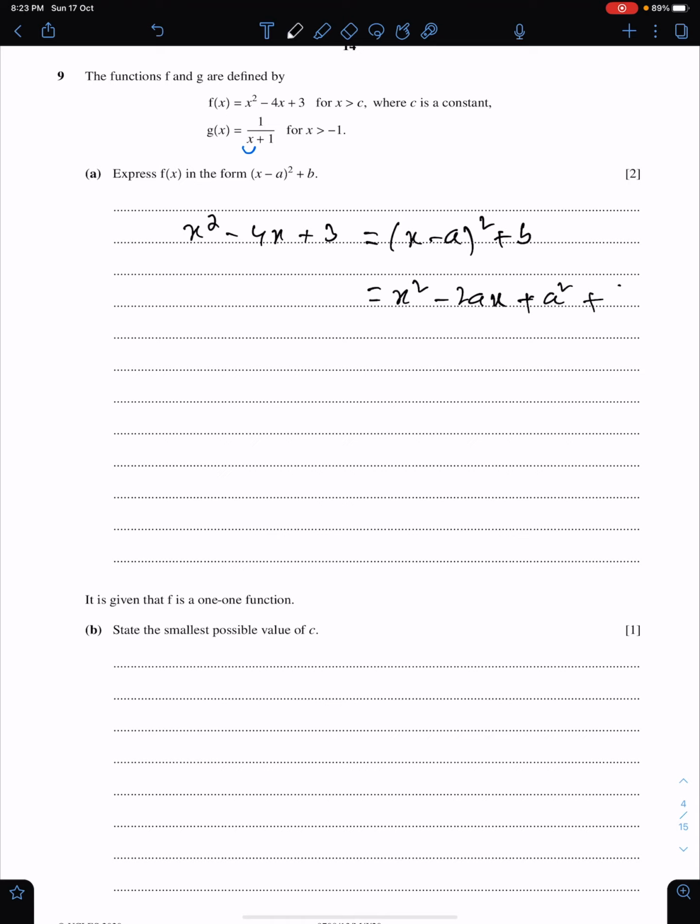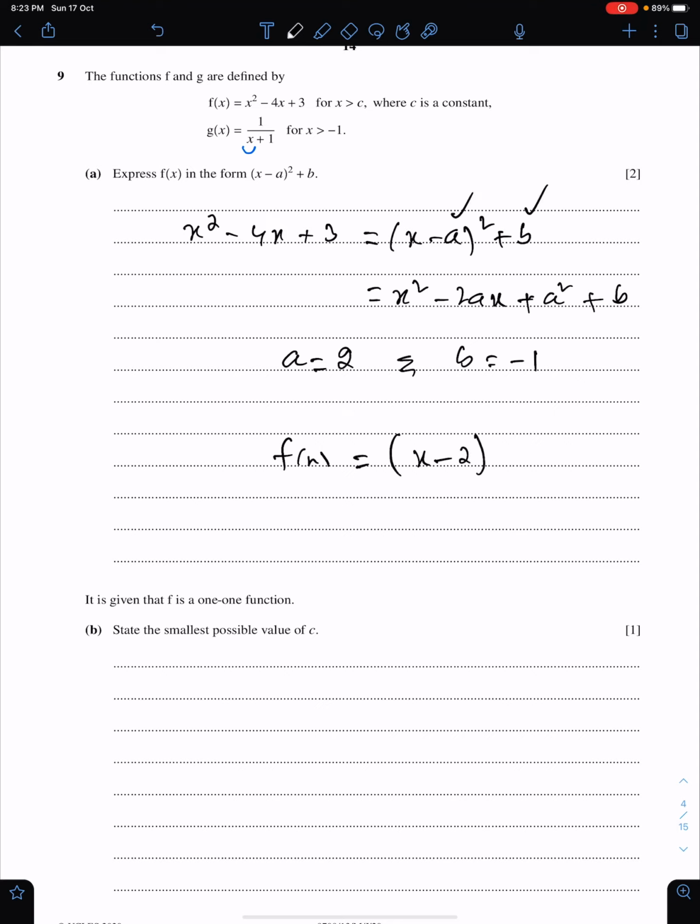You just need to expand this, and then you need to compare the coefficients of like powers of x on both sides for the values of the unknown constants a and b. So by comparing the coefficients of like powers of x on both sides, we have a is 2 and b is minus 1. Make sure you express your answer in this way. You need to substitute a and b here. This is the completed the square form of the function f.